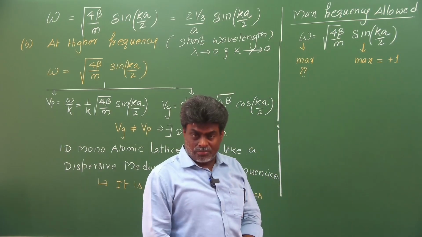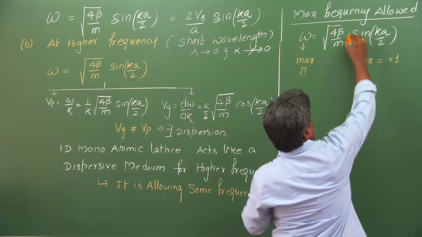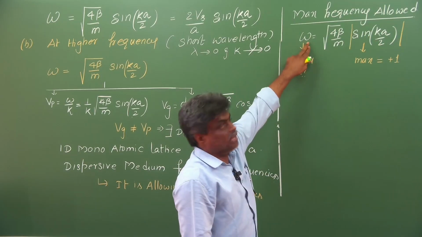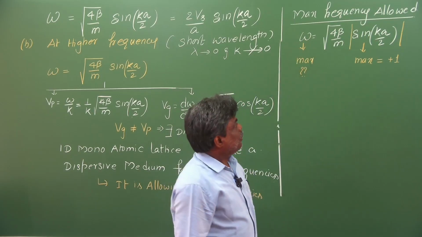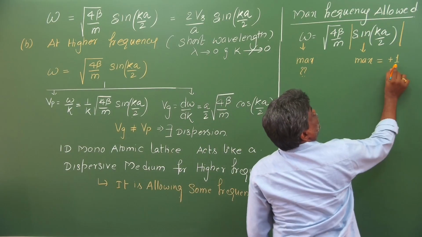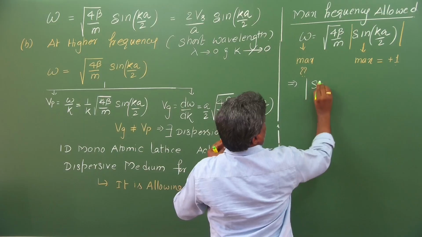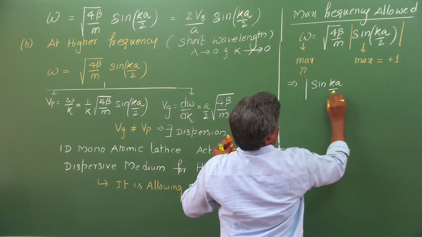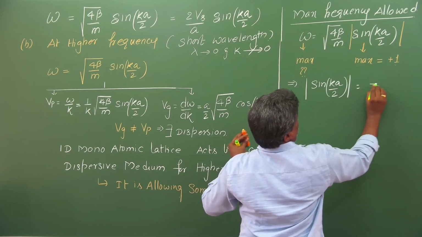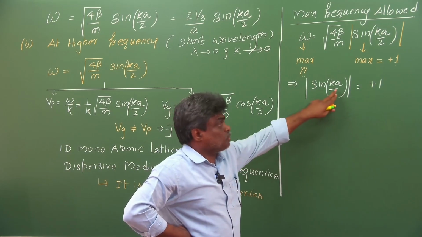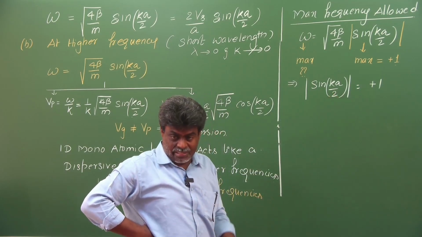Say yes or no? And one more thing you forgot here: the modulus, because it should not be negative. Okay, fine. So this entire value should be equal to plus 1. That implies, I hope everybody got it, the modulus of sine of Ka by 2 should be equal to plus 1. Now I am going to find for what values of K we are getting this maximum.